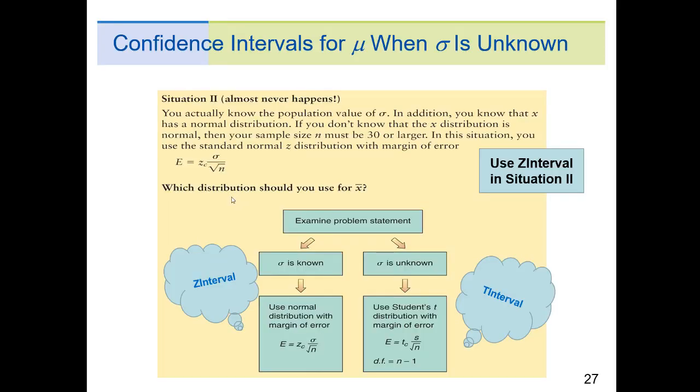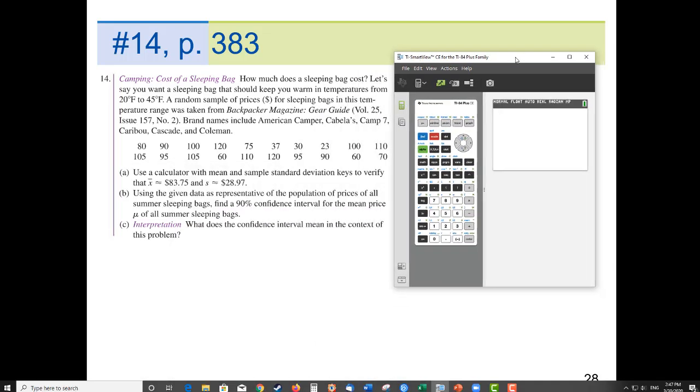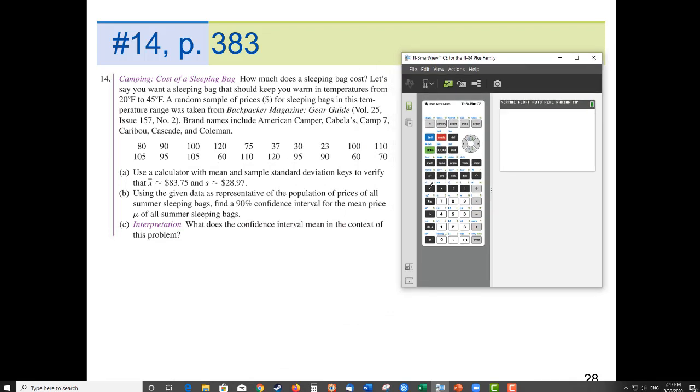Let's end with an example from the book. All right, this is number 14 on page 383, talking about sleeping bag costs. So here's a random sample of prices for sleeping bags that are effective from 20 degrees to 45 degrees Fahrenheit. We're going to do B and C. You could do A on your calculator if you wanted to. You don't need to do that for these problems. You can assume that what the book tells you is correct. So we're going to use this data as a representative of the population of prices of all sleeping bags in this temperature range. We're going to find a 90% confidence interval for the mean price mu of these sleeping bags.